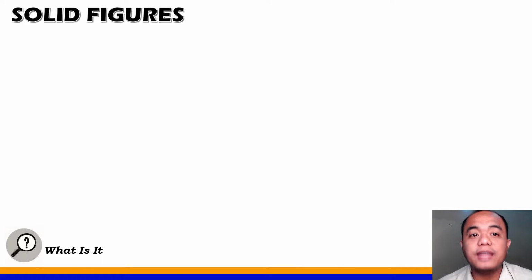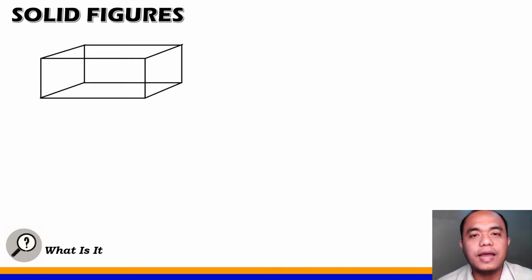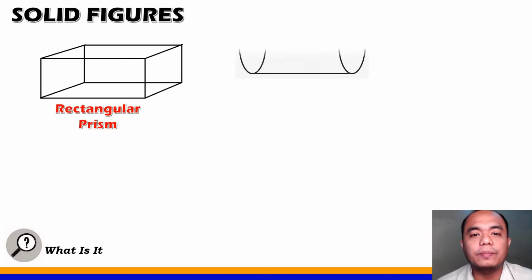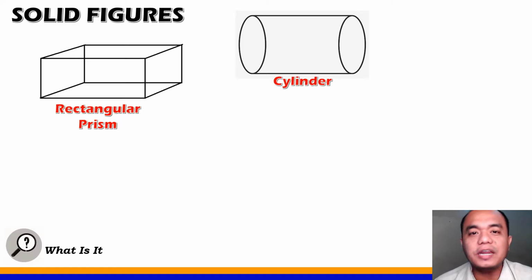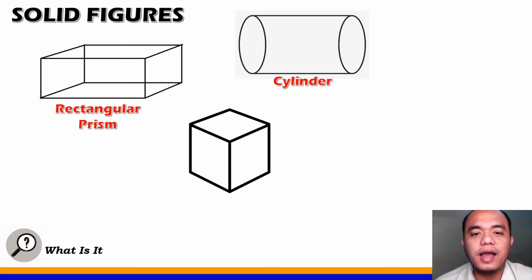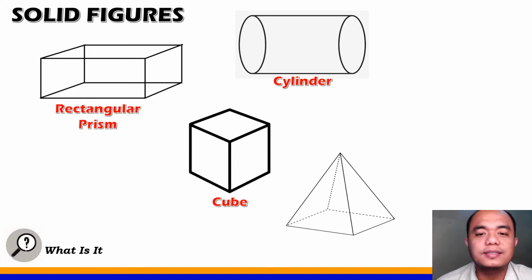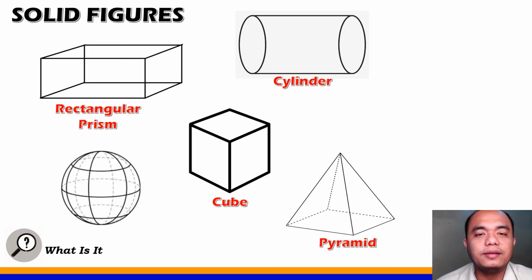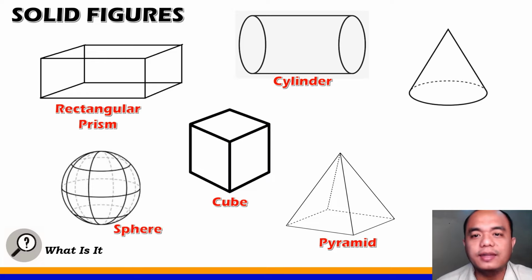Again, let us all identify the solid figures that we discussed earlier. What's that? Yes, this is a rectangular prism. This one is a cylinder. Next, we have a cube. Next is a pyramid. Next one, obviously that's a sphere. And the last one, we have the cone.